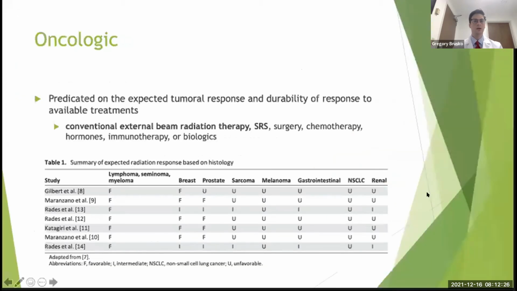The next category, oncologic. And in short, this is how responsive the tumor is to the currently available treatments. Radiation tends to be the focus, external beam radiotherapy, stereotactic radiosurgery. That's the least invasive method for tumor control. And so a lot of the data for this criteria focuses on the relative radiosensitivity of tumors, things like myeloma, lymphoma, very radiosensitive, versus melanoma, renal cell carcinoma, which tend to be radioresistant.